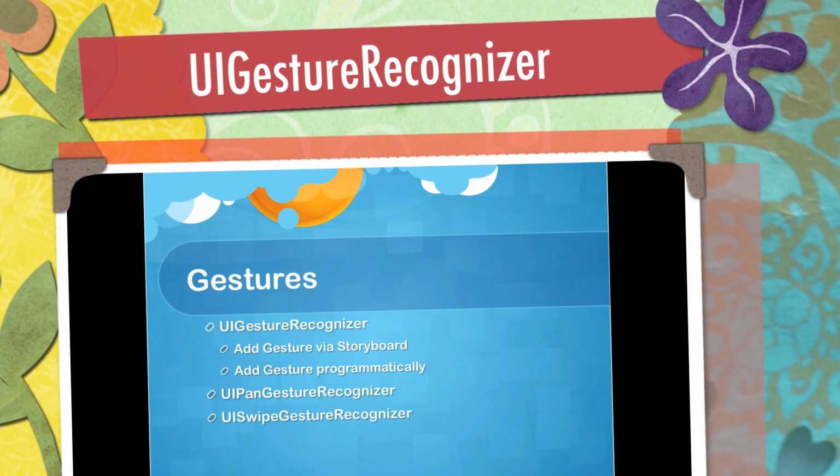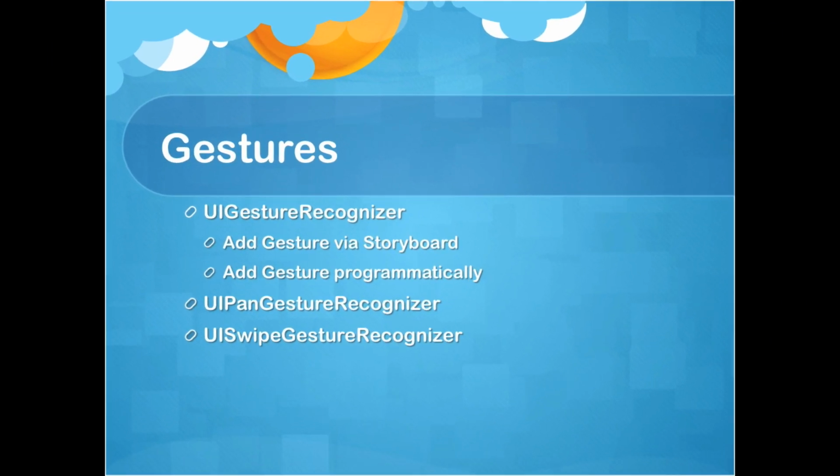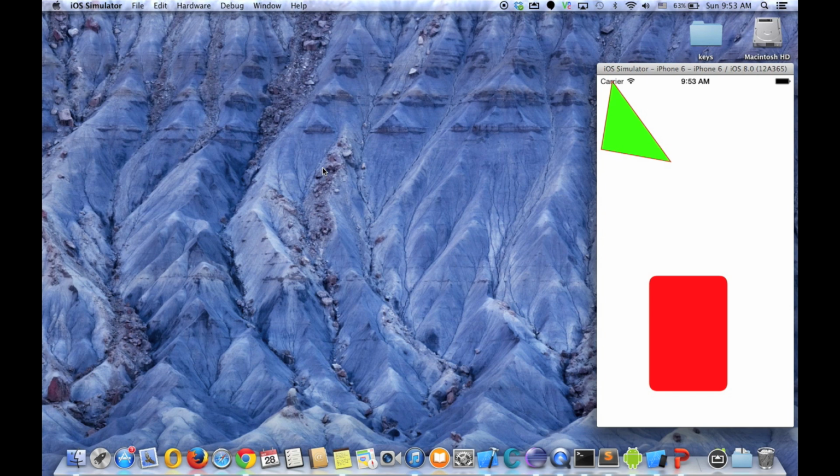In this tutorial, we will see how the user can interact with the UI, and this is called gestures. For example, we want to recognize when the user taps or swipes, pans, or performs other gestures. We will define it in two ways, which are adding the gestures via storyboard or adding them programmatically. So let's move on. Okay, here's the final product which we are going to create in this tutorial.